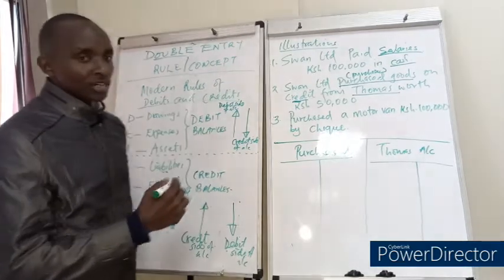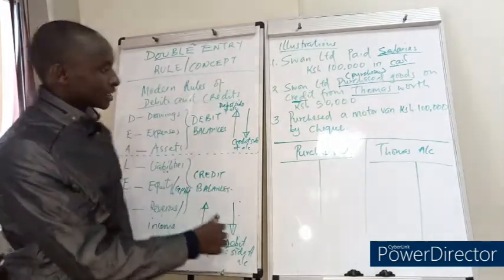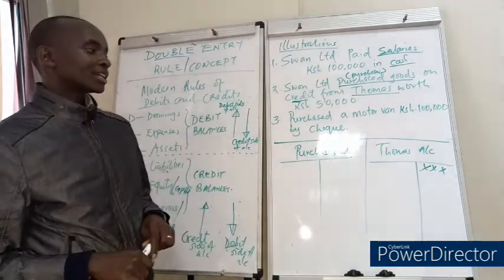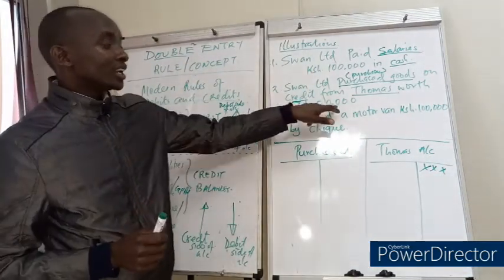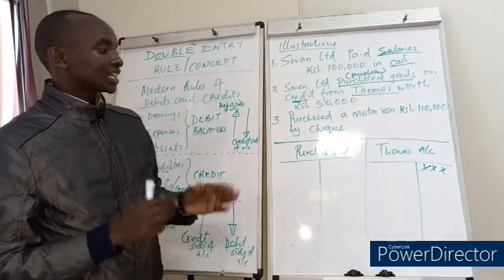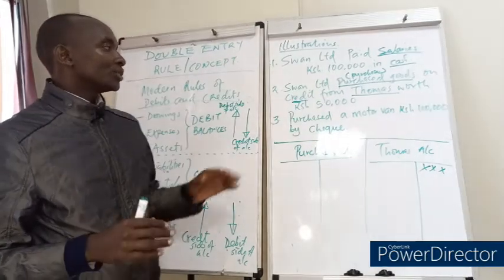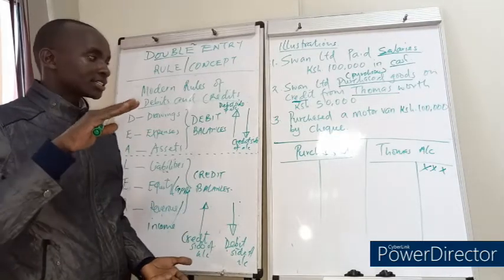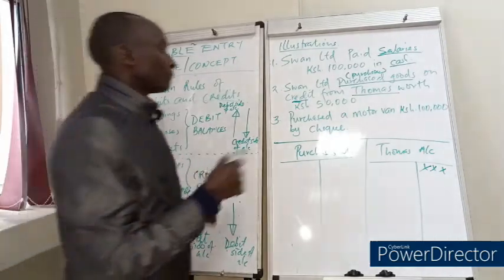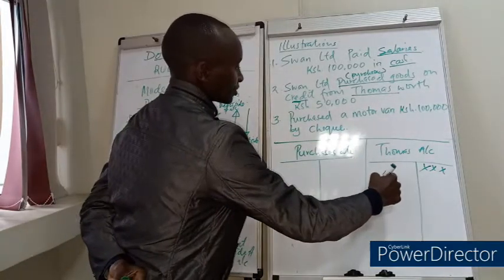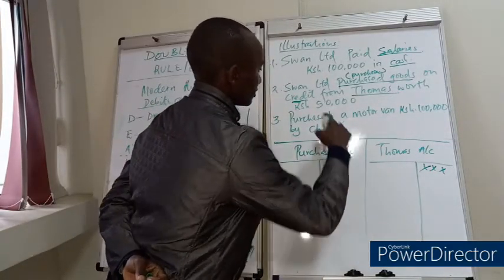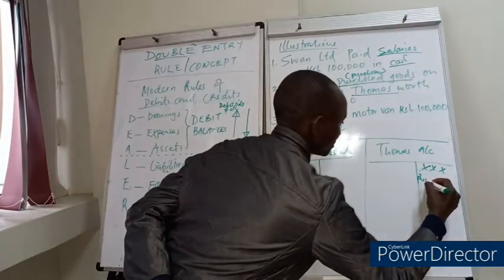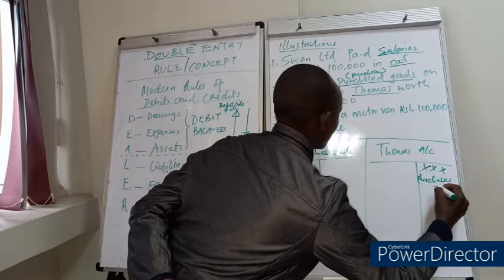So remember, Thomas account is a liability account and has credit balance. Since we are increasing, isn't it? The creditor's account is increasing because we are taking goods on credit. That means we are inflating the creditor's account, isn't it? So we are going to increase this account of Thomas by a figure of 50,000 shillings in the name of purchases. So you come here and say purchases of 50,000.